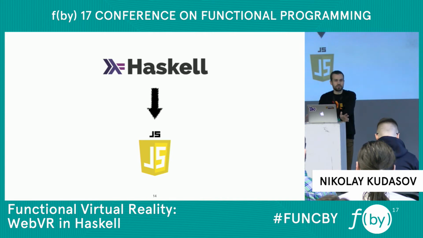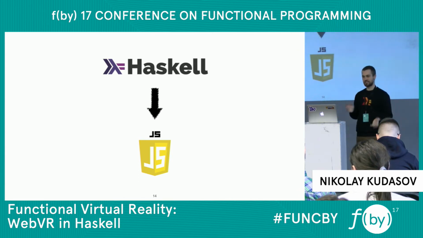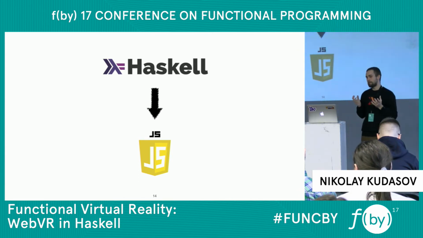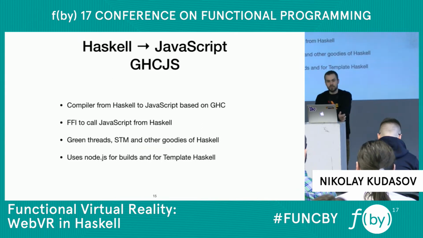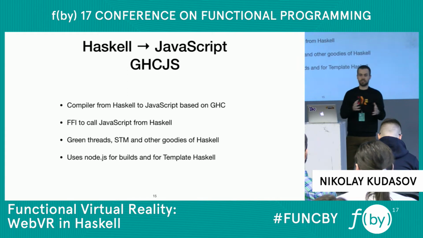So the obvious solution to this problem is to use something I know is great at types and controlling these things. So the next question is, how do I go from Haskell to this AFrame JavaScript framework? There's actually a JavaScript compiler for Haskell called GHC.js. It takes Haskell code and generates JavaScript code. It has FFI support for JavaScript, so you can call JavaScript from Haskell.